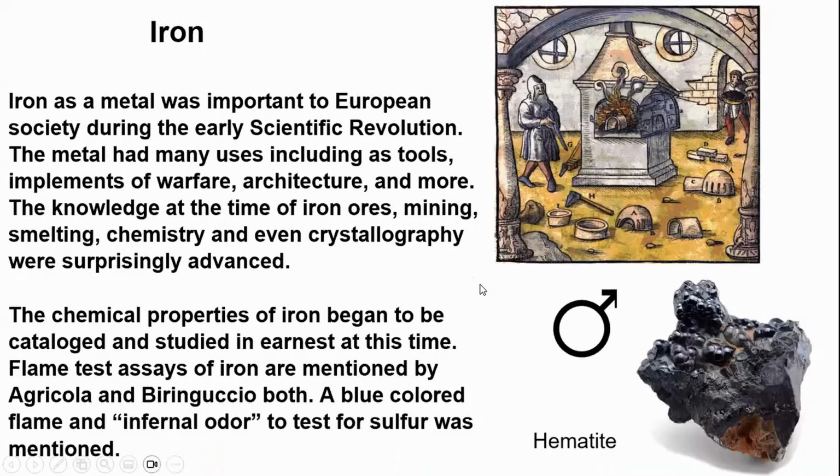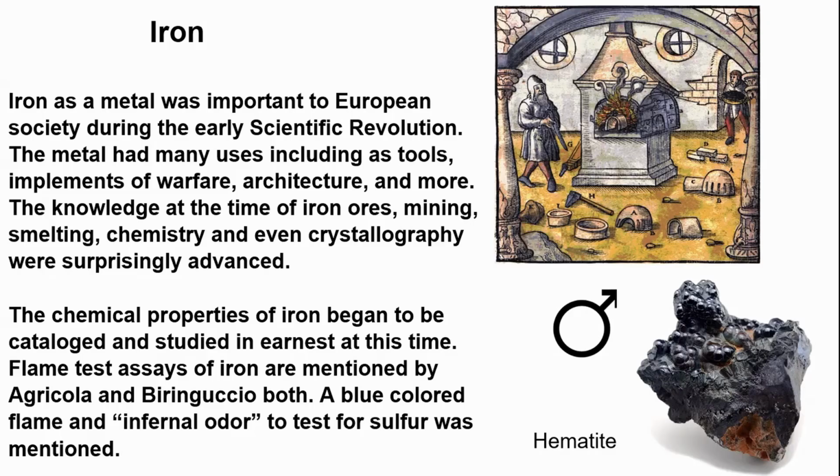Iron. Iron as a metal was important to European society during the early scientific revolution and in general. The metal had many uses, including as tools, implements of warfare, architecture, and more. The knowledge at the time of iron ores, mining, smelting, chemistry, and even crystallography were surprisingly advanced. The chemical properties of iron began to be cataloged and studied in earnest at this time. Flame test assays of iron are mentioned by Agricola and Biringuccio both, and so a blue-colored flame and an infernal odor to test for sulfur was mentioned.